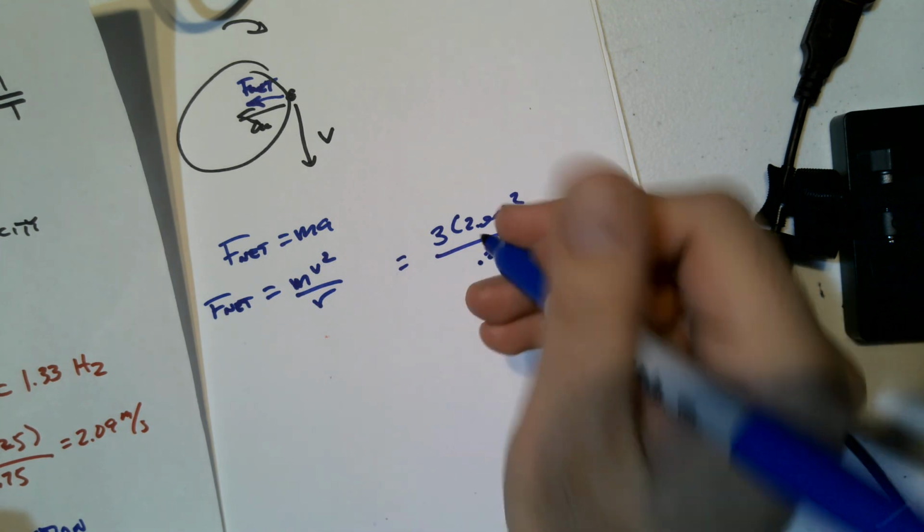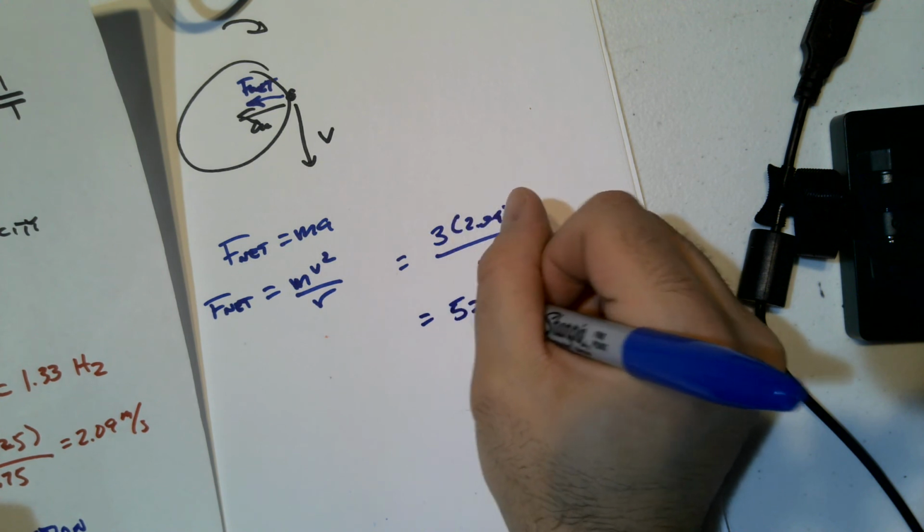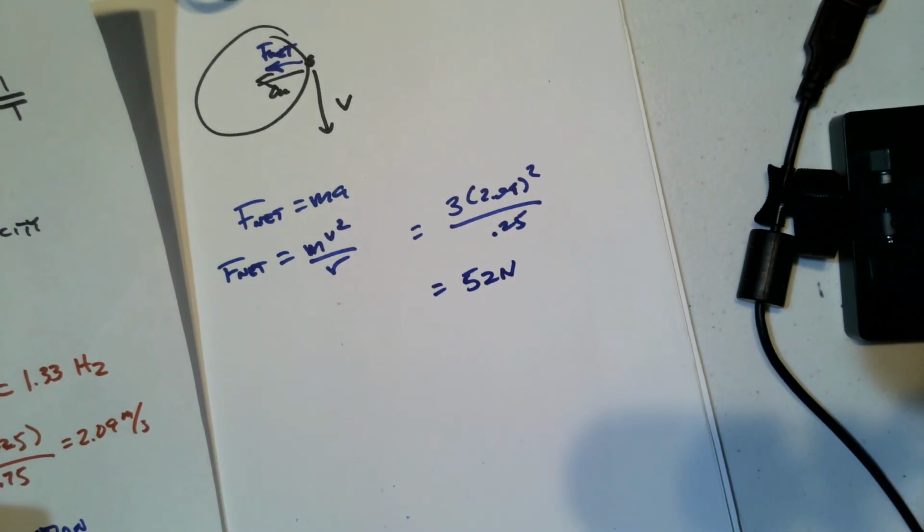And what I'm getting is that in order for this circular motion to occur, there had to be a 52 Newton force behind it. So if you think about it, if you're swinging something over your head, you can physically feel that tension in the string when you're doing it. And that is what this is, this net force here.